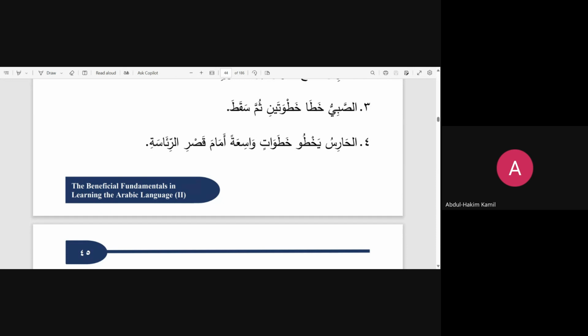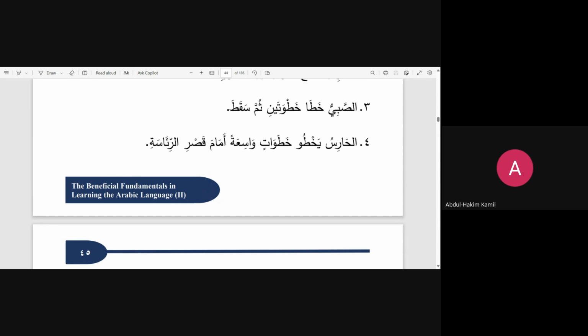الحارس, the guard. Okay. يخطو. Why did I even write this sentence? Because I used in the previous sentence the madi of a new word, so I come with the mudari of the same new word. That's why I used it, just to give you a different usage of the same word. You understand that? Right, same word.